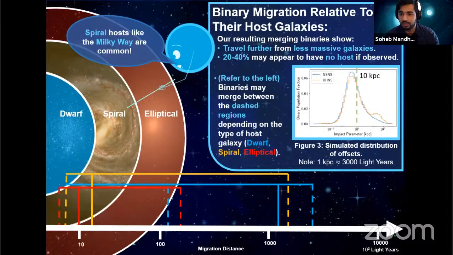On the whole, we see from our simulations that the modal migration of a compact binary is just less than 10 kiloparsecs. And for context, 10 kiloparsecs translates to roughly 30,000 light years. And for reference, the Milky Way has a radius of around 16 kiloparsecs. So if a binary were to merge within the 10 kiloparsecs, we would be able to localize it quickly due to the fact that it would overlap with the position of the Milky Way-like galaxy. And this applies to around 60 to 70% of all compact binary mergers that we consider in our analysis.